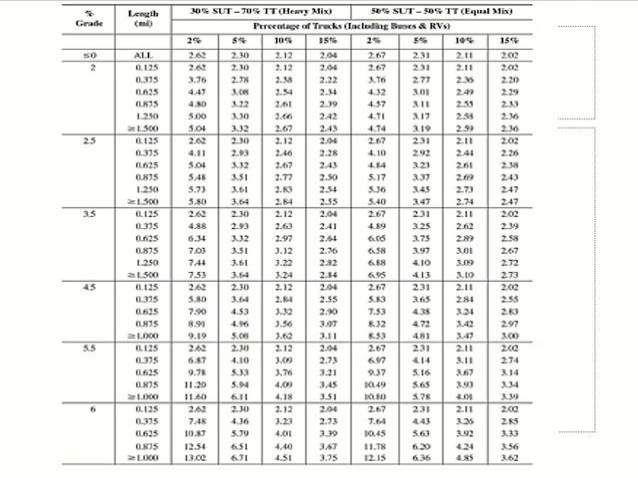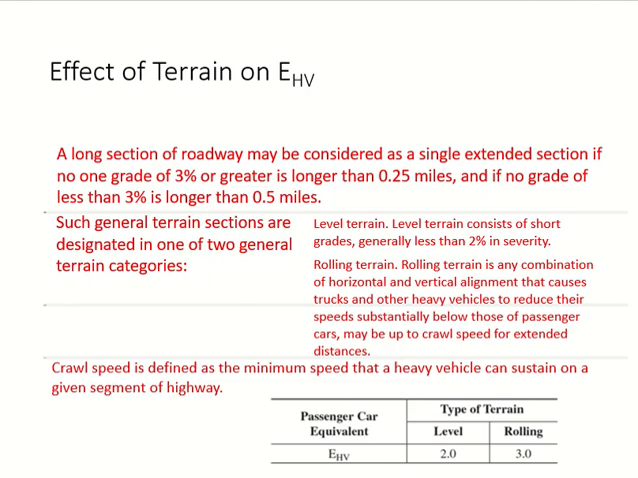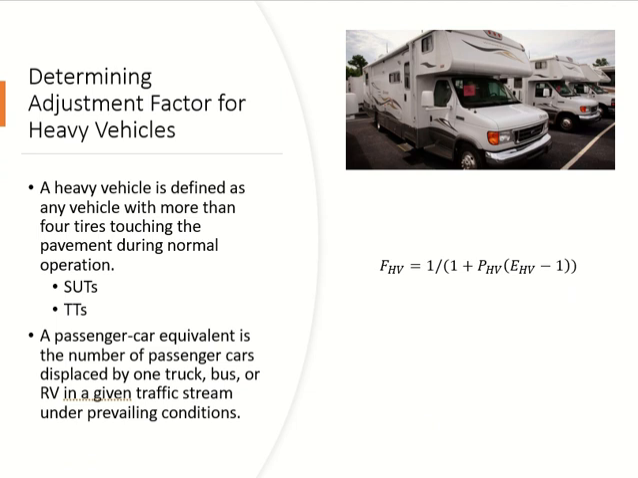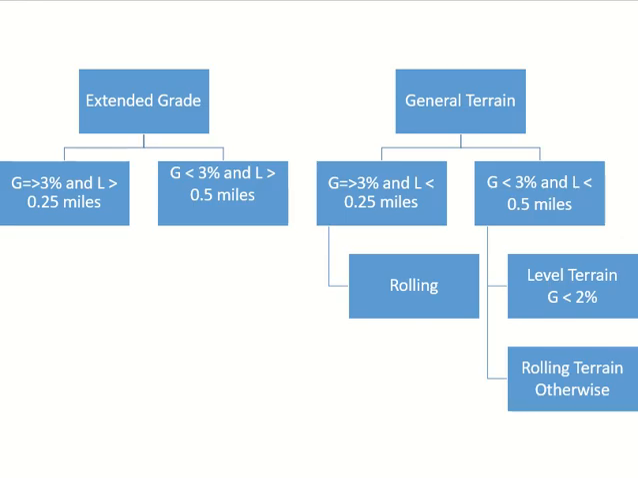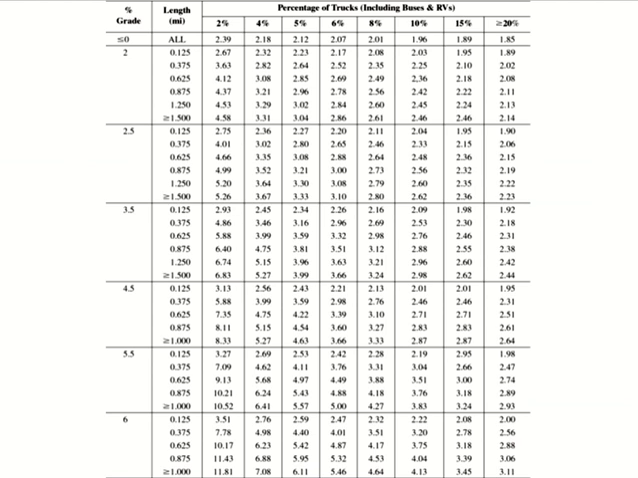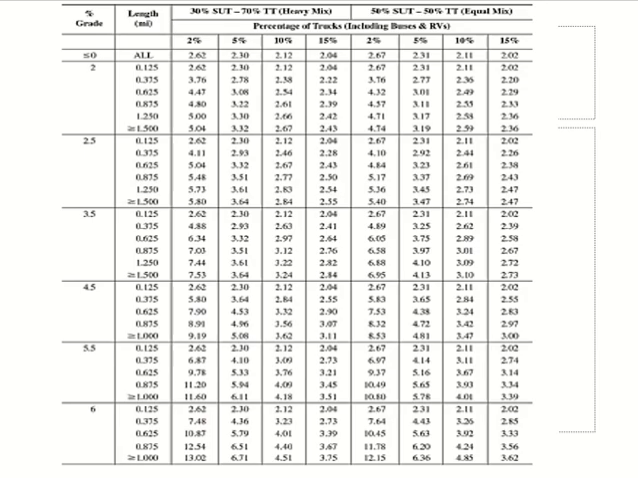Clear? So what are we trying to do? I'm trying to calculate FHV. For FHV I need EHV. EHV has 3 tables. This one is for general terrain, level or rolling. This one is for gradient when single unit trucks are more. This one is for gradient for other cases. So you must know the terrain, and if you are on the gradient, then you must know which case you have, more, less or equal. Okay?